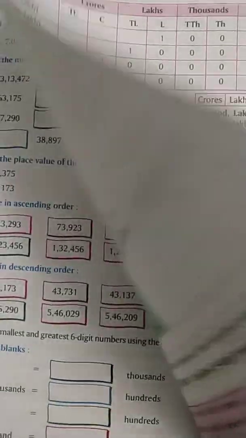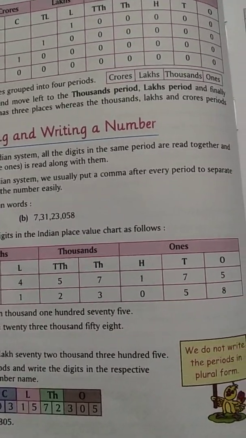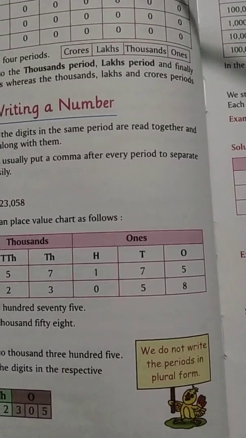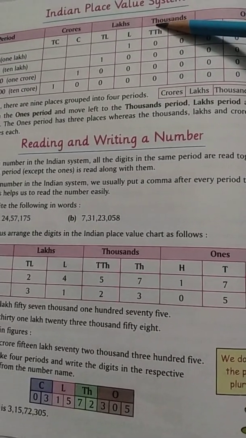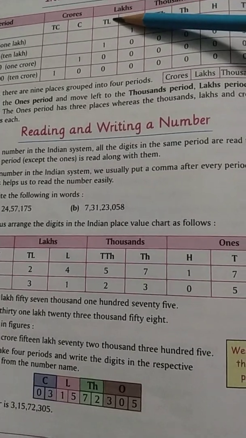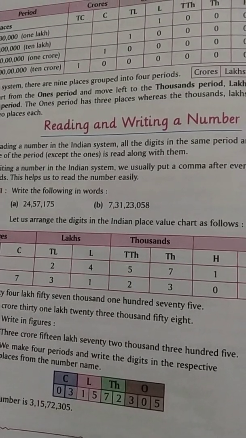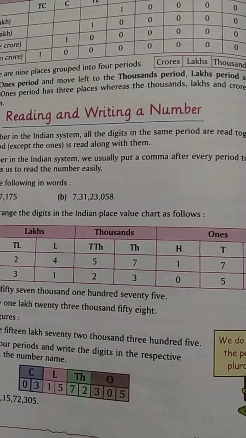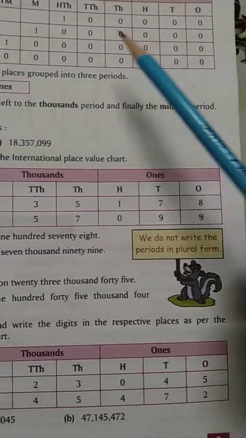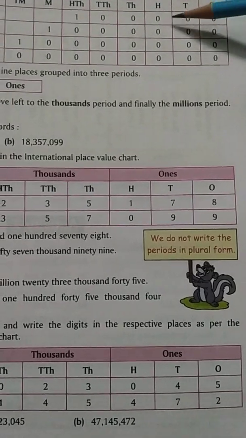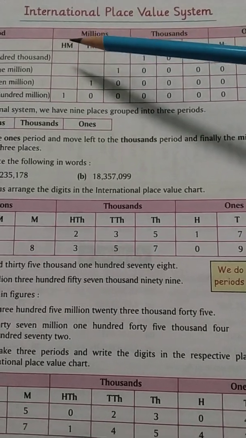the Indian and international place value system. In the Indian place value system, there are numbers like ones, tens, 100, which is just one family or one period. 1,000, 10,000, another period. Lakh, 10 lakh, another period, and crore, 10 crores, another period. Right? So there are 4 periods in the Indian number system. But in the international number system, there are 3 periods, that is ones, tens, hundred, thousand, 10,000, hundred thousand, million, 10 million and 100 million.